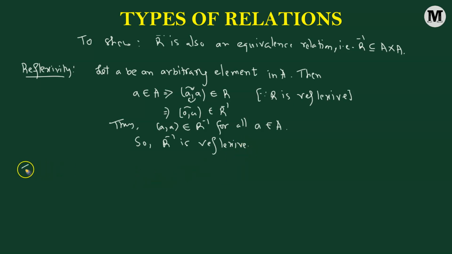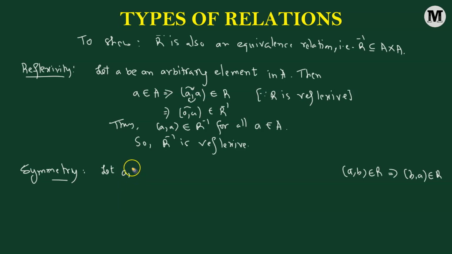Now we're going to check for symmetry. To check for symmetry, we'll again take help of the definition. The definition tells us that if we have an ordered pair (a, b) belonging to some relation R, then that should imply that (b, a) also belongs to the relation R. Now, in our case, what we'll have to show is that this is true for the inverse relation.